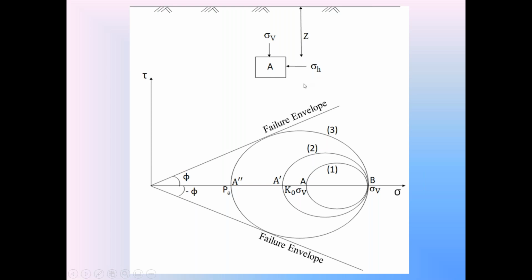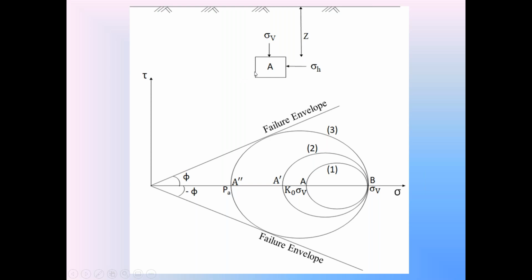So when the stress in this element is at A dash, prepare the second Mohr stress circle by taking the sigma V on the element and sigma h at point A dash on the element. You will get this second Mohr stress circle. The second Mohr stress circle is also below the failure envelope. So the backfill is in equilibrium condition, no failure.